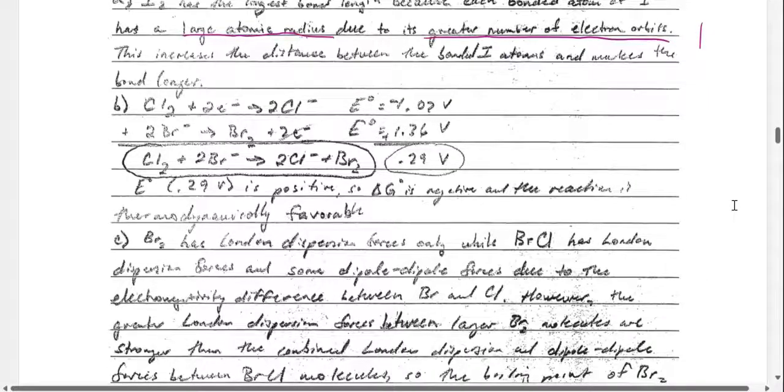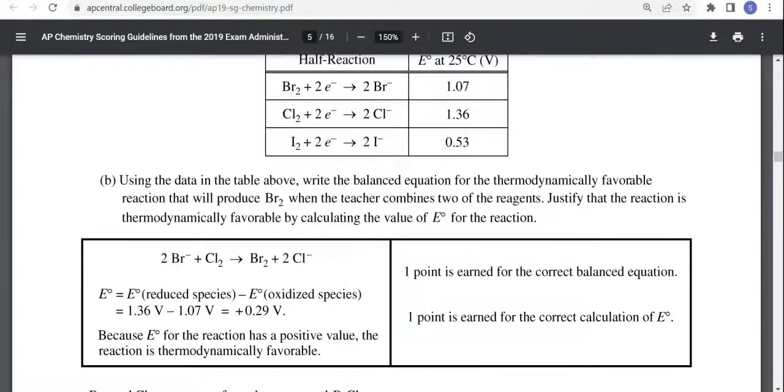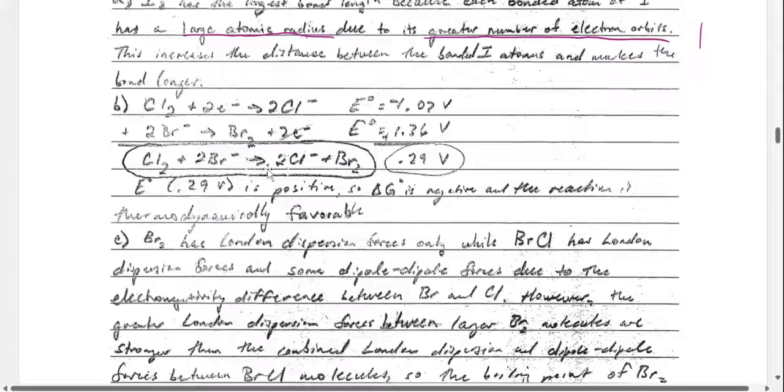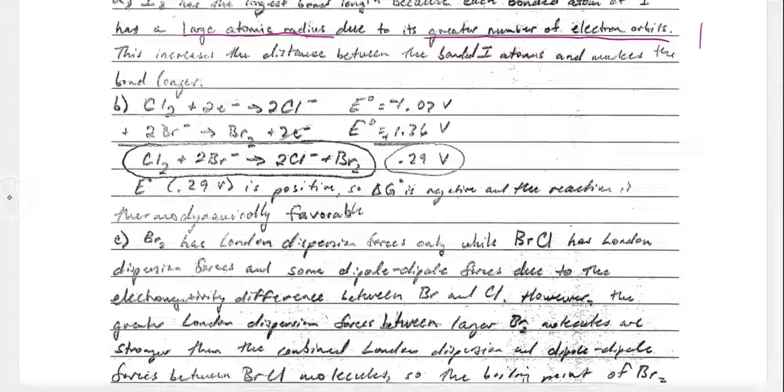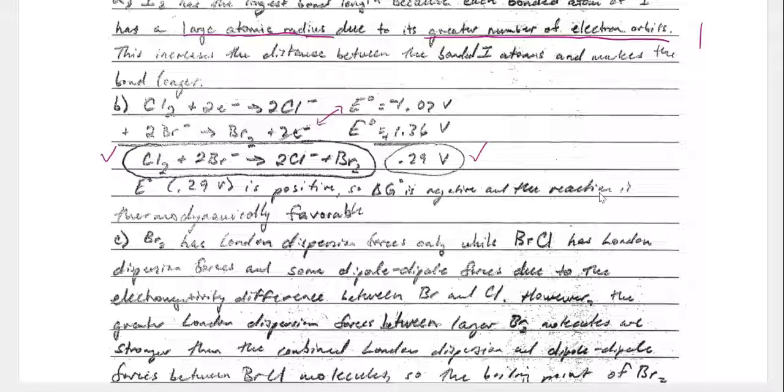So B, again, they have 2 Br minus plus Cl2 going to 2 Cl minus plus Br2. So that is the correct reaction. And then this is the correct cell potential, positive 0.29 volts. And again, as you see here, they set it up like I did. They actually wrote this kind of wrong because this is for this half reaction, and this is for this one.